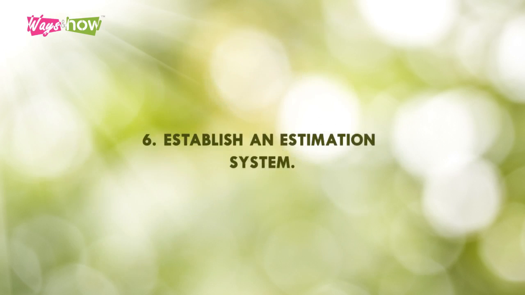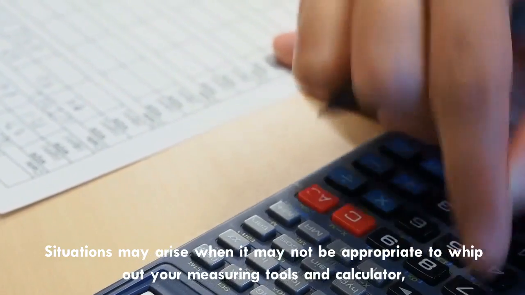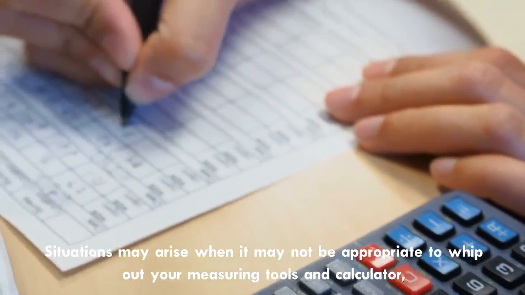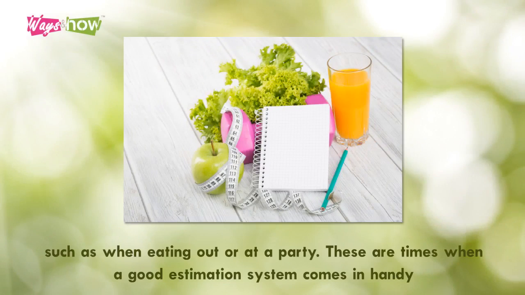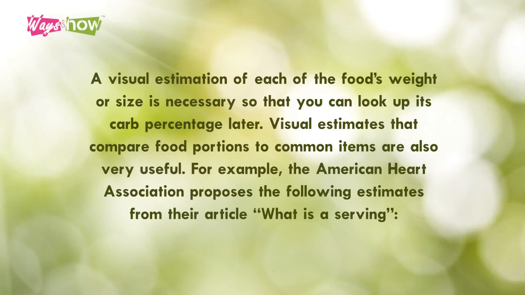6. Establish an estimation system. Situations may arise where it may not be appropriate to whip out your measuring tools and calculator, such as when eating out or at a party. These are times when a good estimation system comes in handy. A visual estimation of each of the food's weight or size is necessary so that you can look up its carb percentage later. Visual estimates that compare food portions to common items are also very helpful.